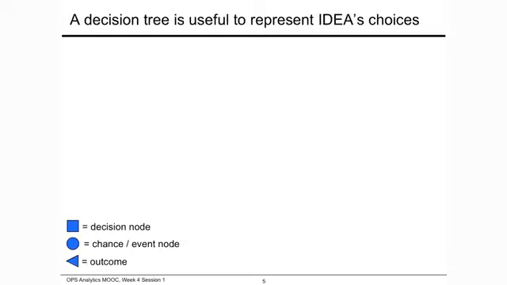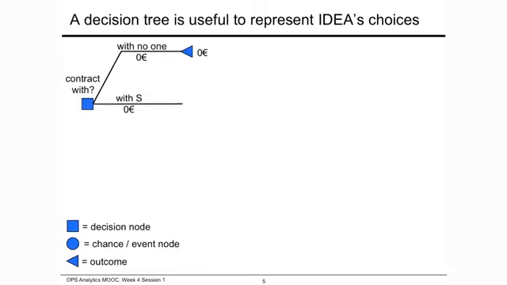The first thing that we need to do to build the tree is include a decision. With whom will IDEA contract? If IDEA contracts with no one, it earns no revenue and pays no cost. And you can see we've put a cash flow of €0. And that's the end of that part of the tree. The outcome for IDEA in that case would be to earn €0.